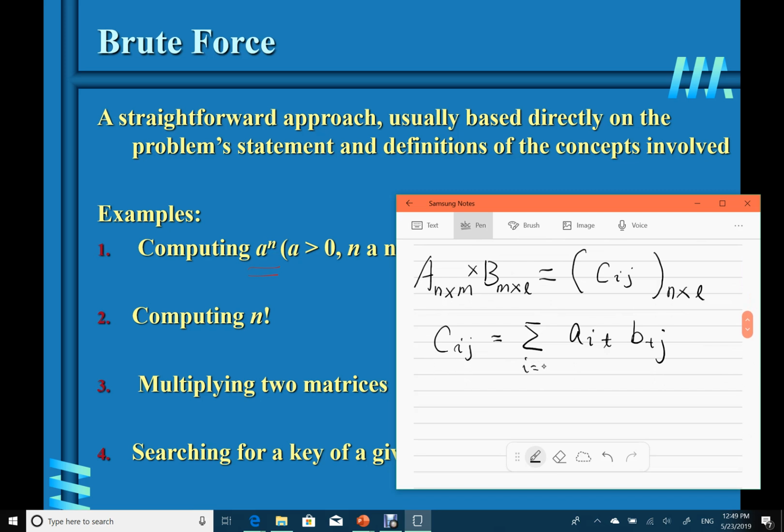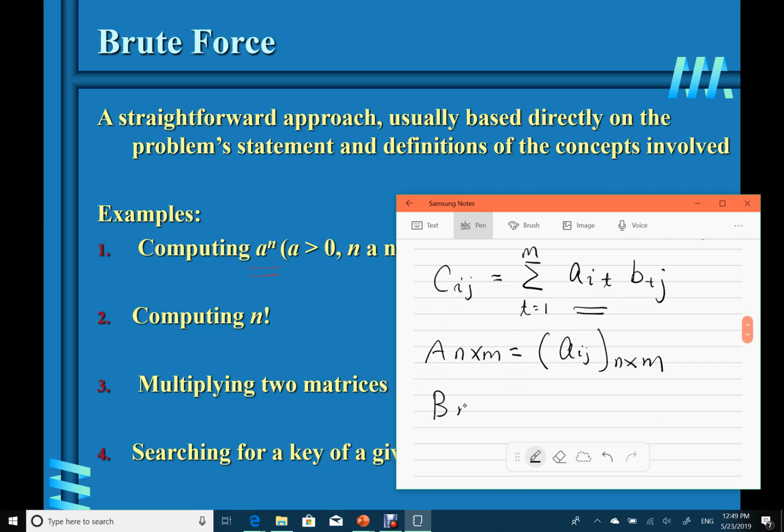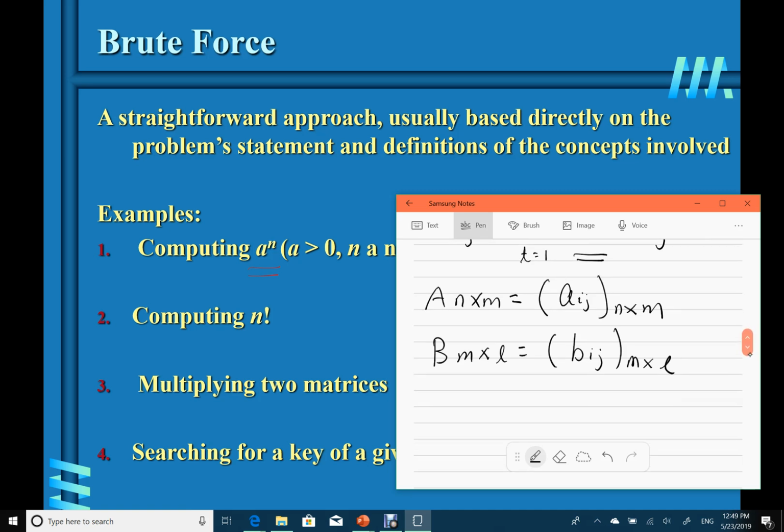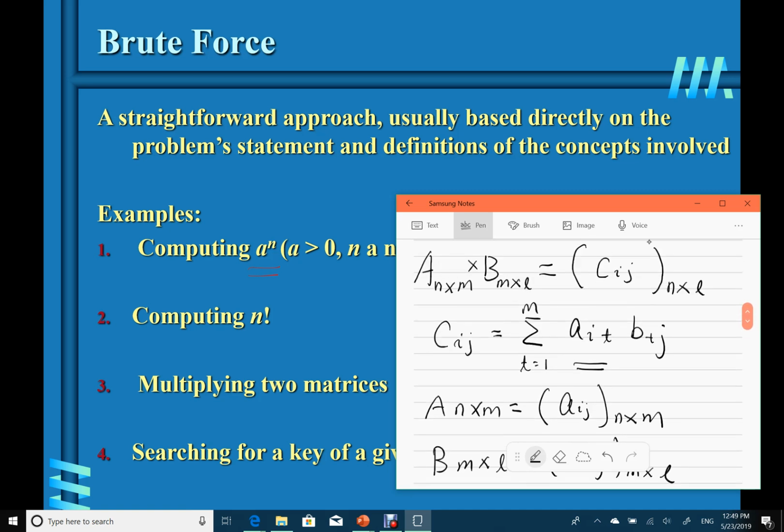Here t is from 1 through m. You see this A, A of n times m, is equal to Aij, and B is m times l. It's a matrix, and each element we use A to represent. We say A times B is equal to this Cij in the specific matrix which has the dimension n times l. Each element we use Cij to represent.